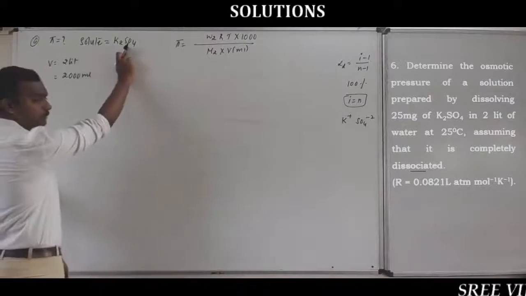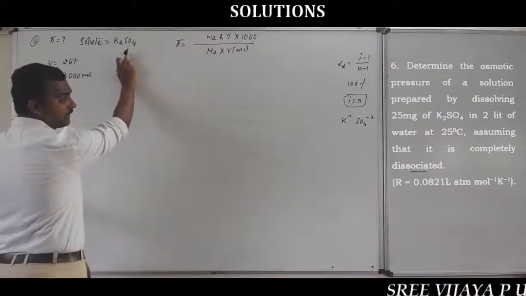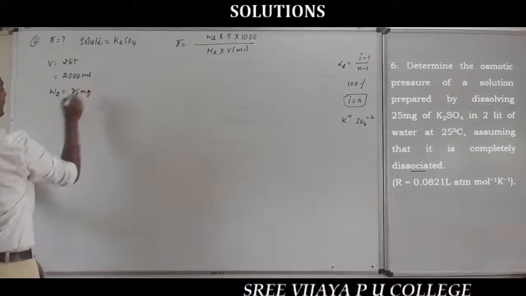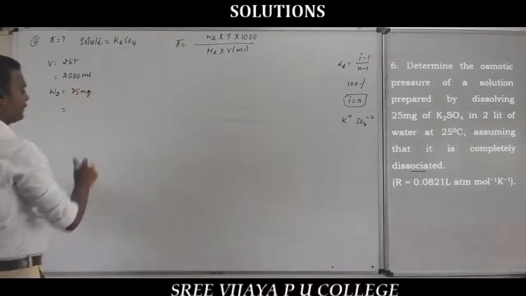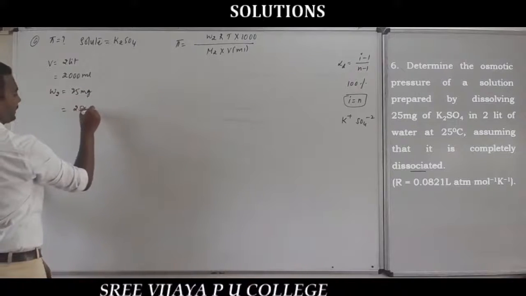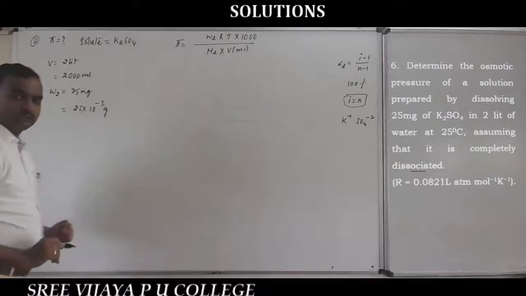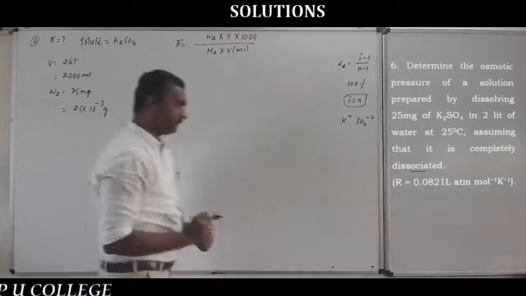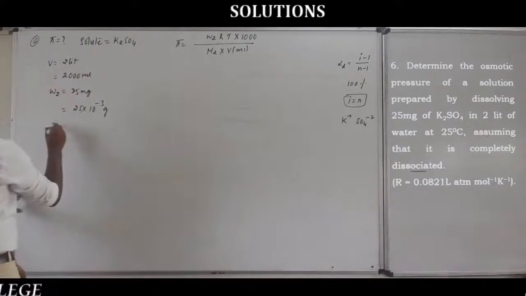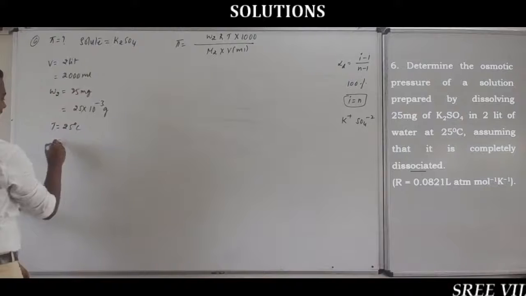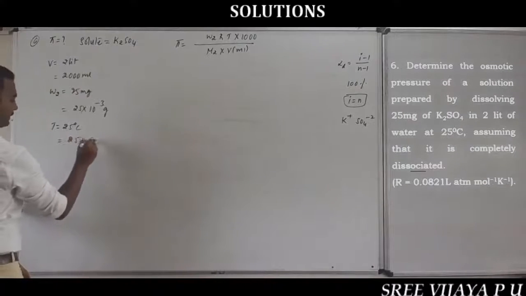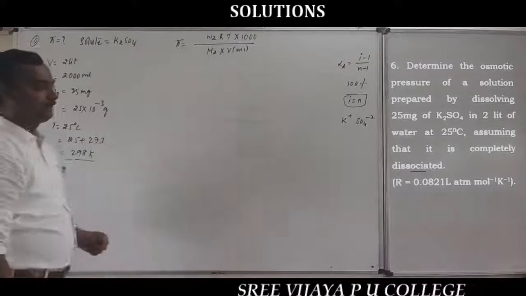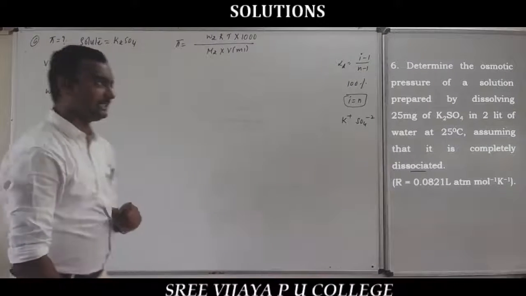He has given 25 milligram of potassium sulfate. What is the solute? Potassium sulfate. Its mass is given as 25 milligram, that is W2 is equal to 25 milligram. Convert it to gram: that is 25 into 10 power minus 3 gram. To convert milligram to gram, multiply by 10 power minus 3. T is equal to 25 degrees Celsius, that is 25 plus 273, that is 298 Kelvin. And it is completely dissociated.